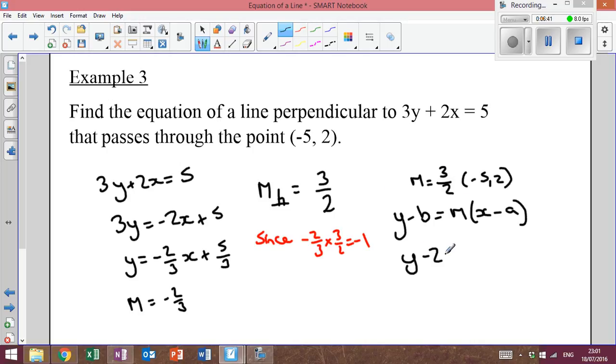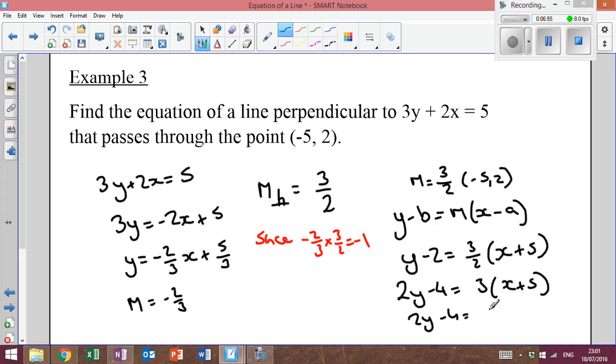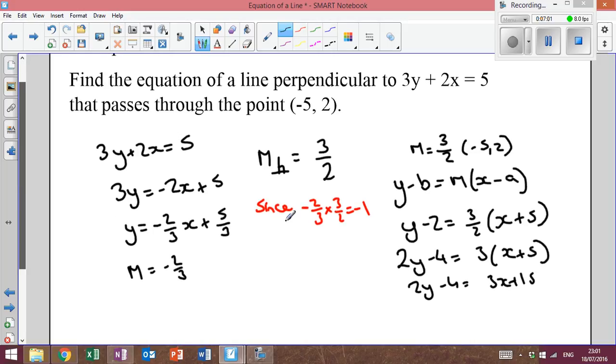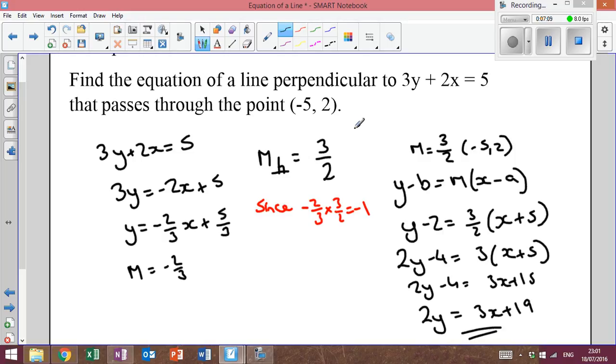So y minus 2 is equal to 3 over 2 x. Well, you're subtracting negative 5, so let's make that a positive 5. Multiply by 2 to get rid of the fraction. So 2y minus 4 is equal to 3x plus 15. I'm just going to scroll down a bit here just to get a bit more space. So 2y is equal to 3x plus 19. Okay, and there is your equation of your perpendicular line that passes through that point.